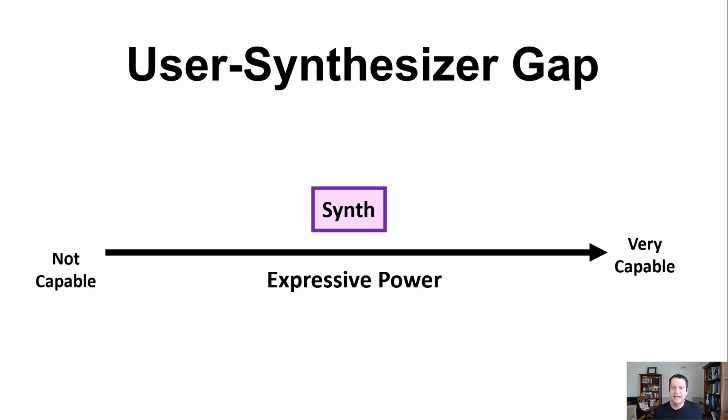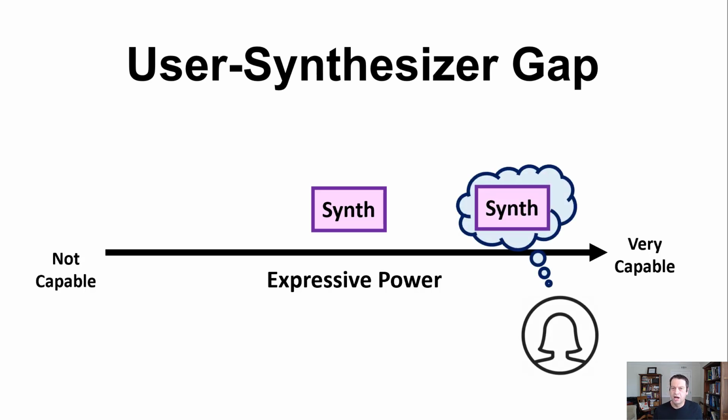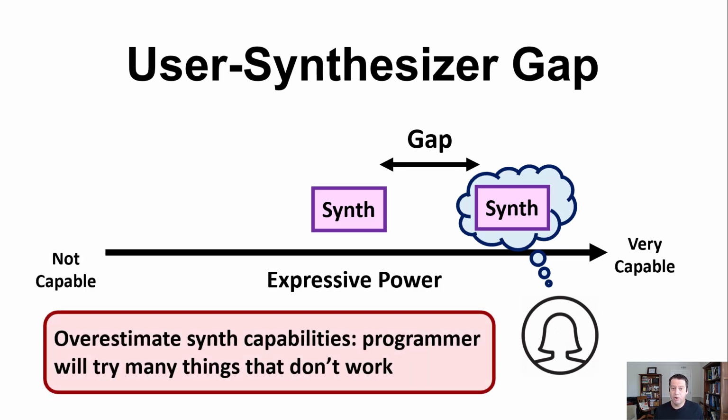What's interesting here is that programmers will have a mental model of what the synthesizer's capabilities are. And that mental model rarely matches reality, especially when programmers start using the synthesizer. And so this gap here between the actual capabilities and the perceived capabilities of the synthesizer is what we call the user-synthesizer gap. And we found that this gap really affects the usability of the synthesizer. So here in this diagram, the programmer is overestimating the synthesizer's capabilities, in which case the programmer will uselessly try things that never have a chance of working.